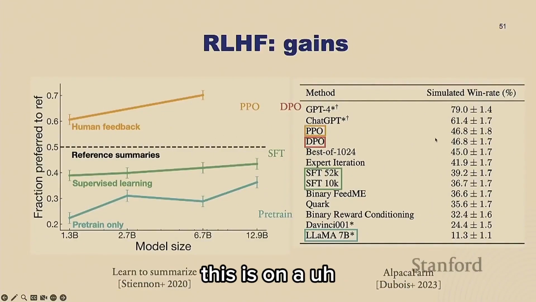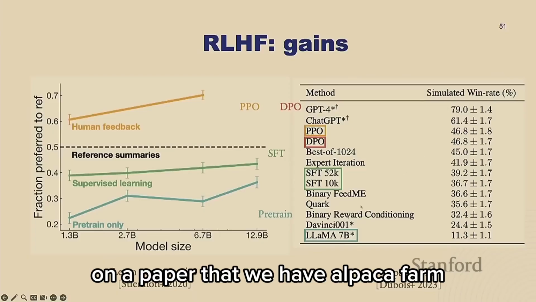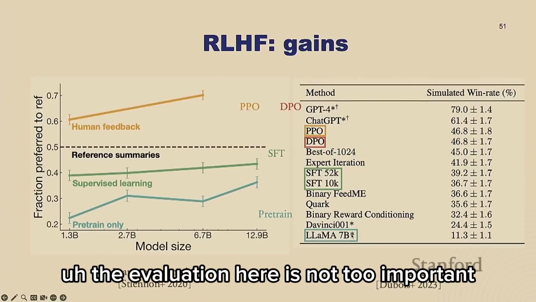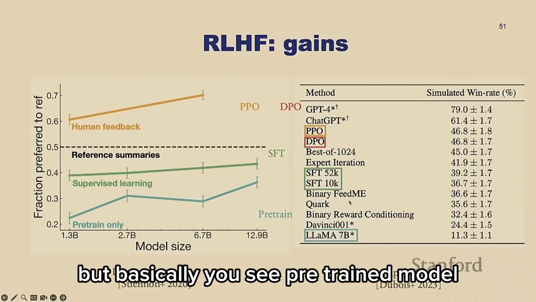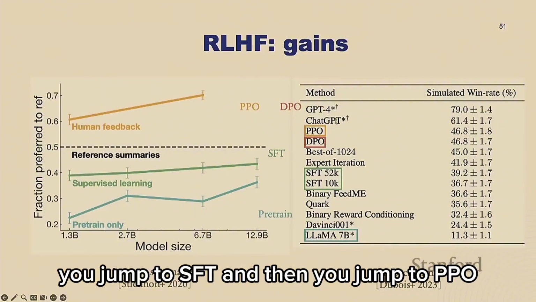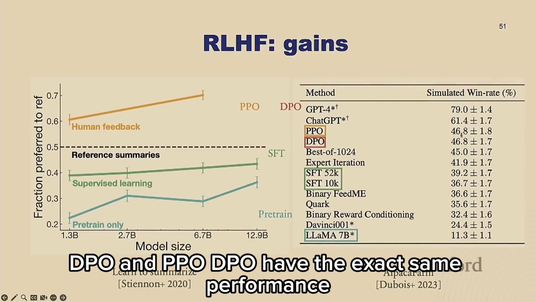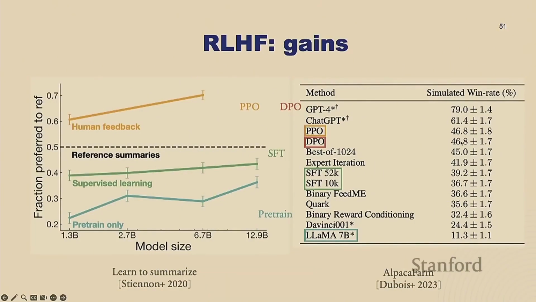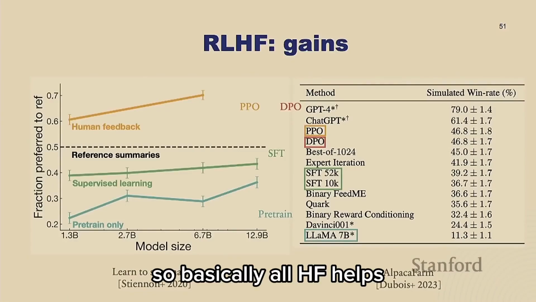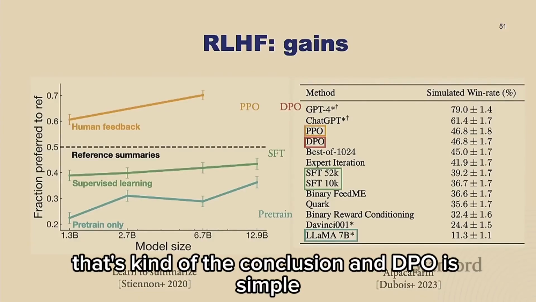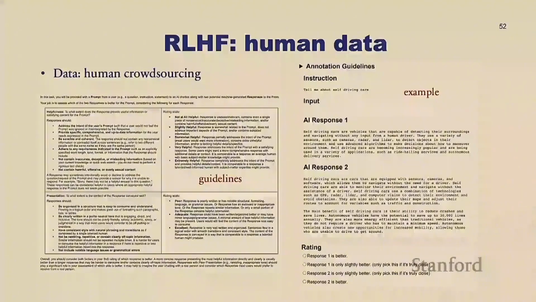Same thing, this is on a paper that we have, Alpaca Farm, where the evaluation here is not too important, but basically you see the pre-trained model, you jump to SFT, and then you jump to PPO and DPO, and PPO and DPO have the exact same performance. So basically, RLHF helps. That's the conclusion, and DPO is simple.